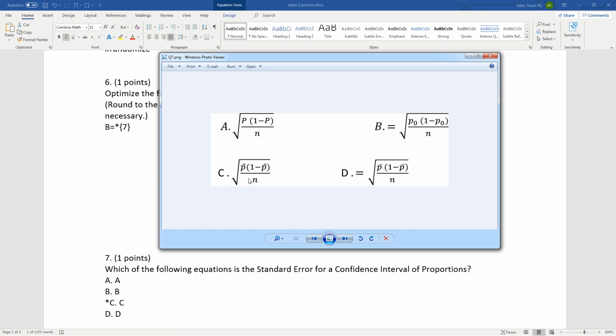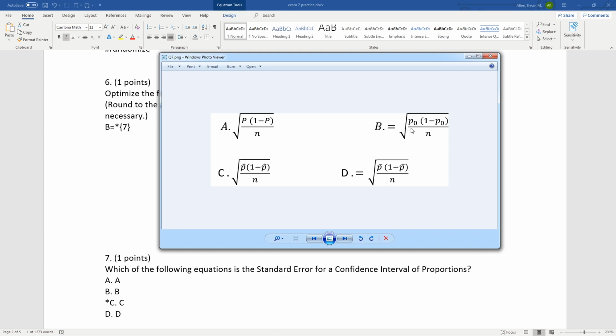standard error. The easy way to tell this, the easy way that I use, is that when you're doing a confidence interval, you don't have a preconceived notion of what the answer is when you're calculating the confidence interval. You're only using the sample p, and you're building a confidence interval around that.